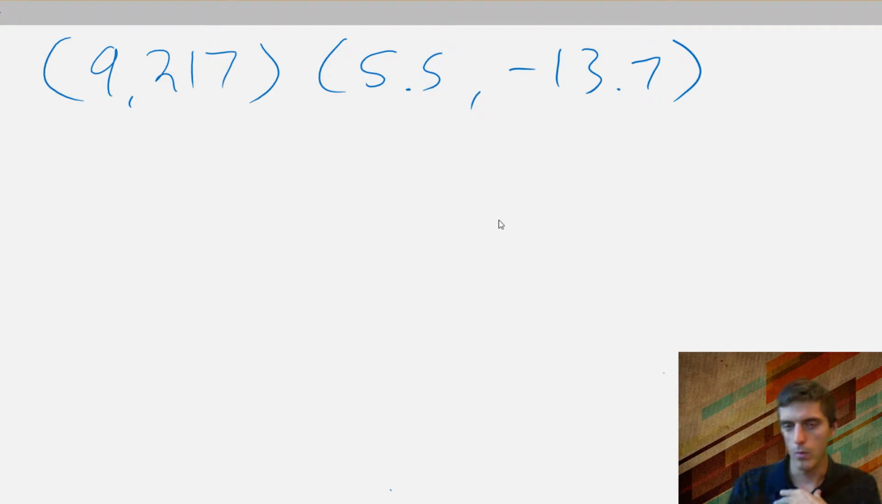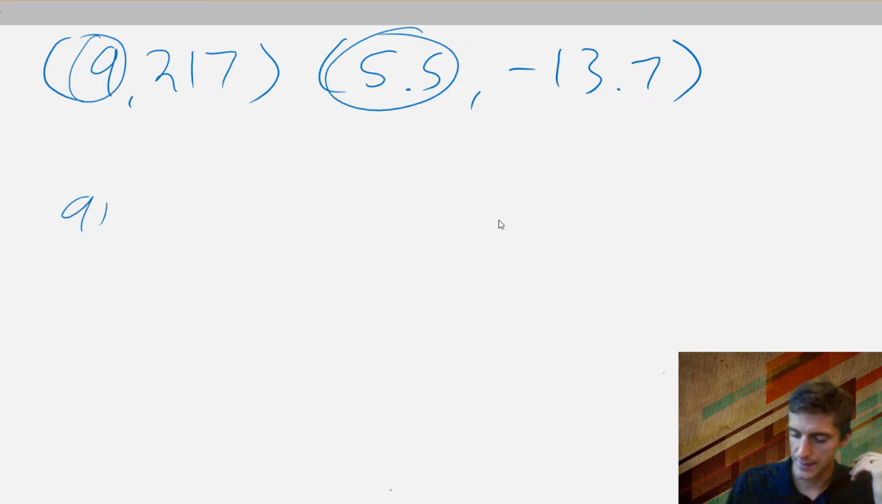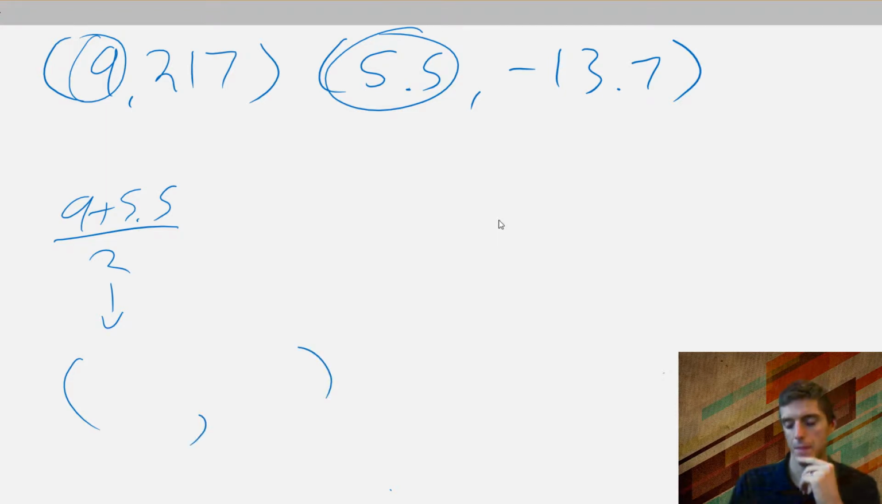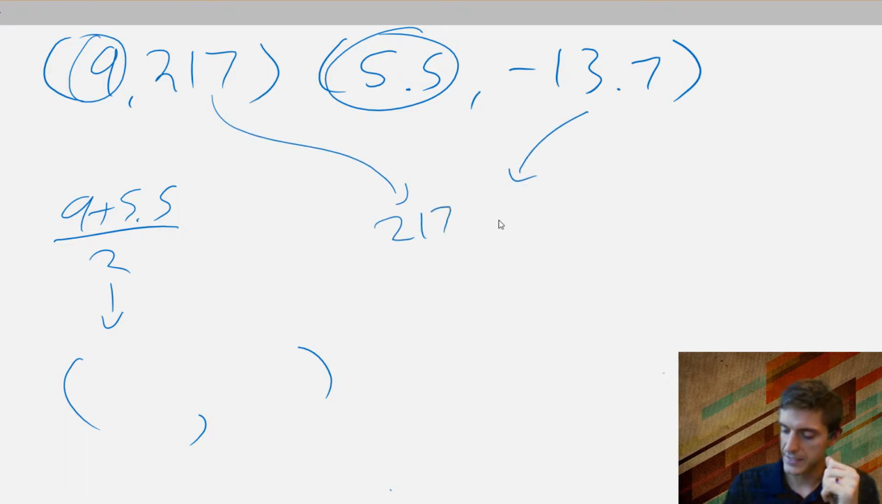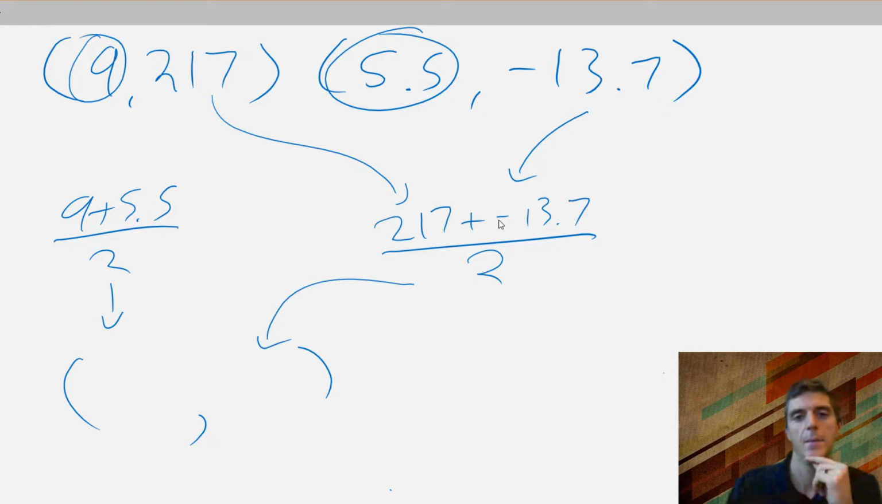So with the algebraic way of doing it, I just take my two x values, 9 plus 5.5, and I divide it by 2. That's going to get me my x coordinate. And I'm going to do the exact same thing with my y values: 217 plus a negative 13.7, add them together, and I divide by 2. That's going to give me the y coordinate of my midpoint. So solving it like that is actually pretty slick.